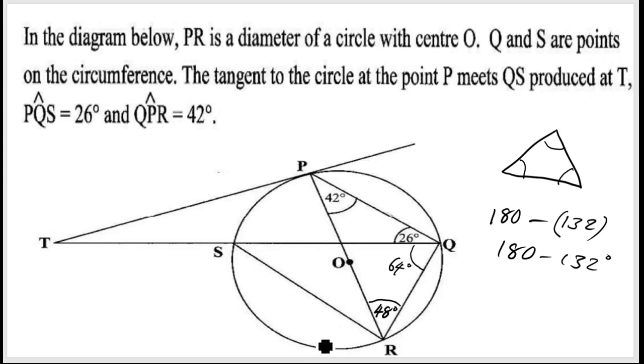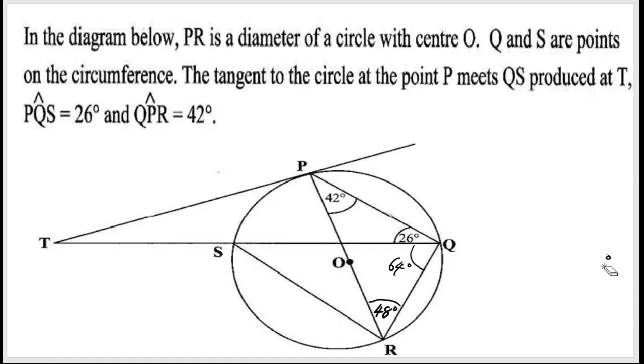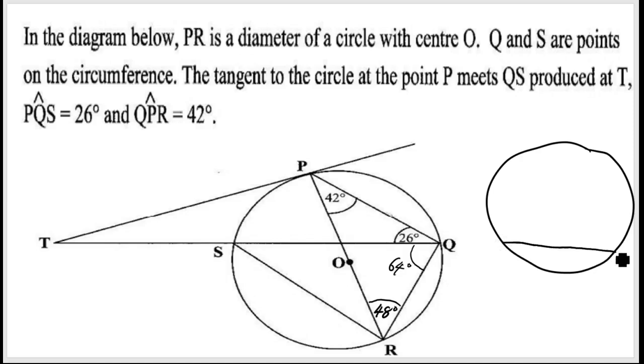What other angle can I find using the theorems? There is a theorem which states that the angles coming from the same chord are equal. Let's say this is a circle. A chord is any line that goes from one end of the circumference to another. So this is a chord, and all angles coming from this chord are going to be equal.